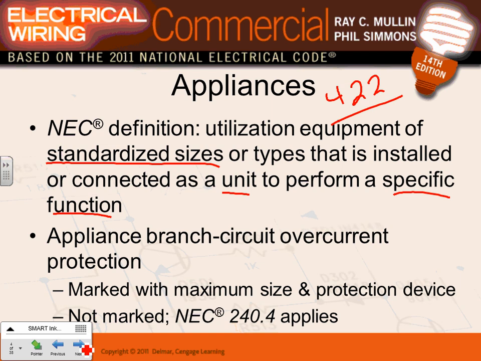When you're in a commercial setting, you're going to have a dough mixer. That's an appliance, sold and bought. With this dough mixer, 99.9% of the time, the manufacturer will put the maximum size of the overcurrent protection device right on it. Otherwise, we're going to be using 240.4 for appliances not marked. Then you're going to use 240.4 and 422.